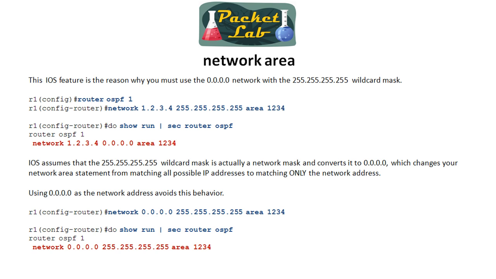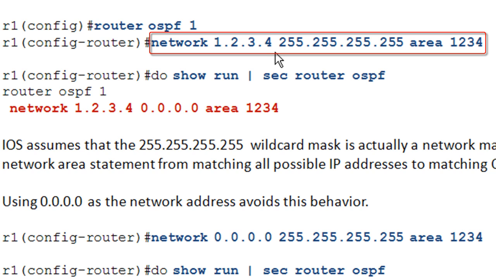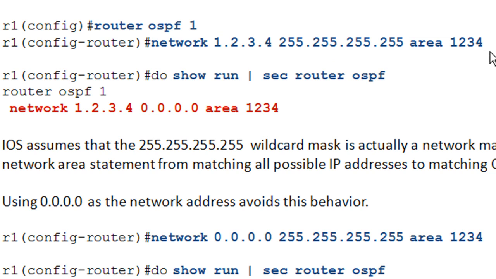Well, it is a sweet feature for the most part, but this is the reason why you have to use the quad 0 network with the quad 255 wildcard mask if you want to match on all interfaces. Because you can see here we put in network 1.2.3.4 and then all 255s for our wildcard mask and assign it to area 1234. Using the logical operation, what this means is that I want every possible IP OSPF interface on my device to be assigned to area 1234.